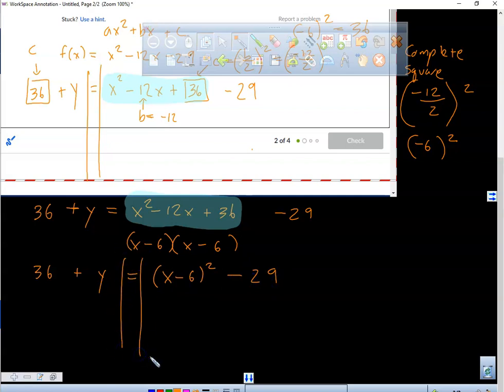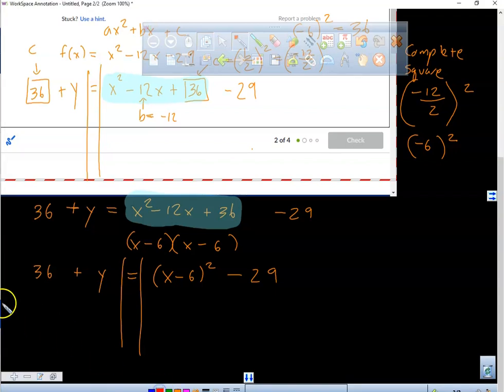We are almost done. We got literally one more step and we're done. We're at the finish line, so let's not quit on me now. The very last step is literally just to take away a 36 from this side and to take away a 36 from this side. So in Khan Academy, I'm just going to change it back to f of x since it's function notation. F of x equals x minus 6 squared minus 65.